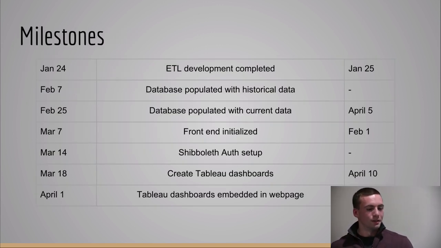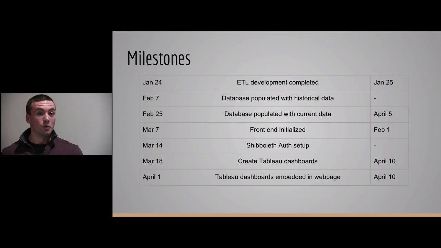These are some of our milestones. On the left, you'll see the date that we hoped to have them completed by. The middle is the task that was supposed to be completed, and then the right is when the task was actually completed. The two rows you see with a dash are items that fell out of scope as the project progressed.